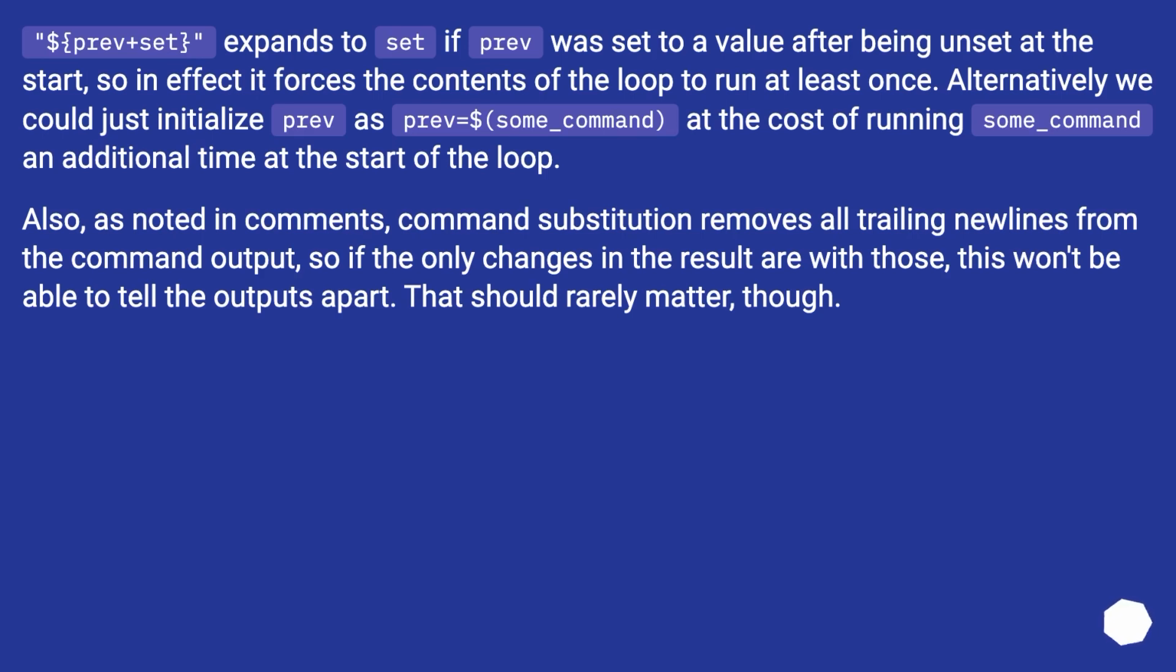${prev+set} expands to set if prev was set to a value after being unset at the start, so in effect it forces the contents of the loop to run at least once. Alternatively, we could just initialize prev as prev=$sum_command, at the cost of running sum_command an additional time at the start of the loop.